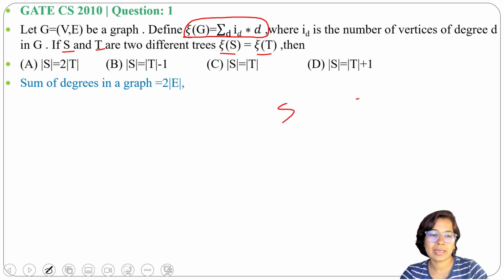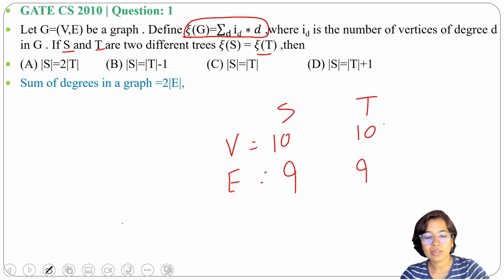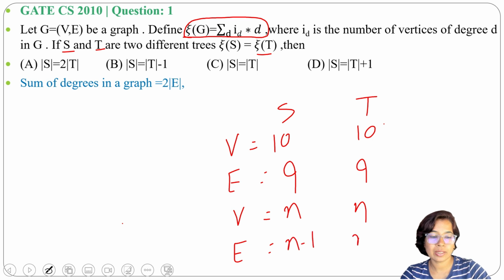Like in S, suppose the number of vertices equals 10, then the number of edges equals 9. Here also the same: if the number of vertices equals 10, the number of edges equals 9. So in the normal case, we can say if the number of vertices equals n, then the number of edges equals n minus 1. Here also n minus 1. And it's given that the sum of degrees in S equals the sum of degrees of T. So both degree sums are the same: 2 into n minus 1, here also 2 into n minus 1.